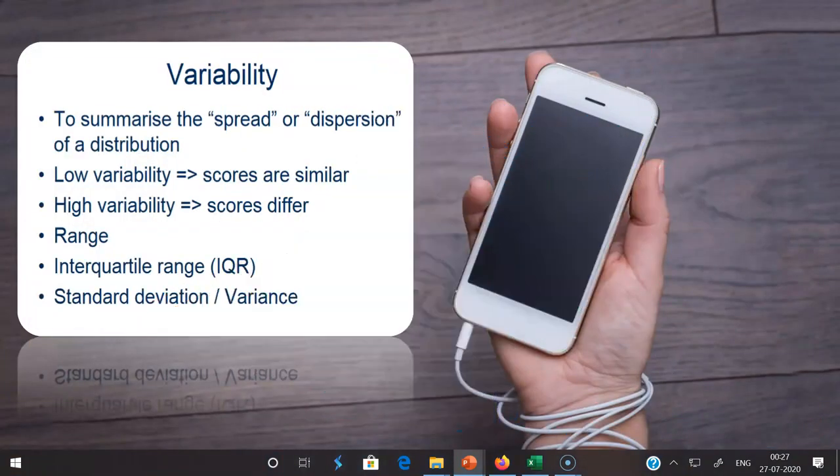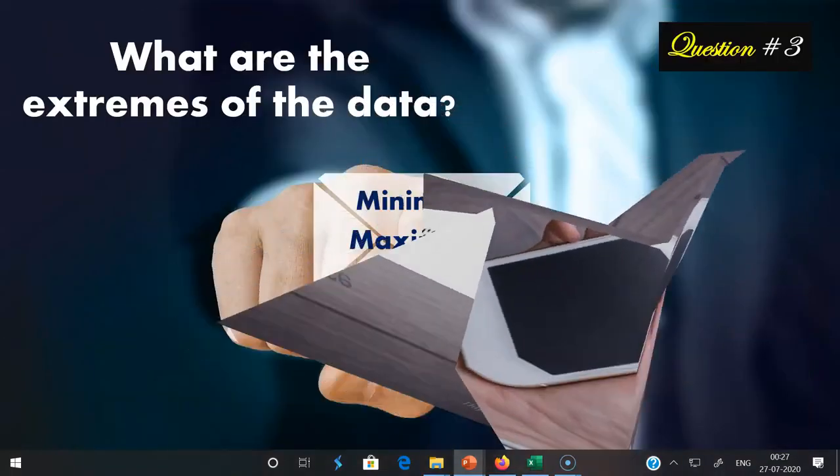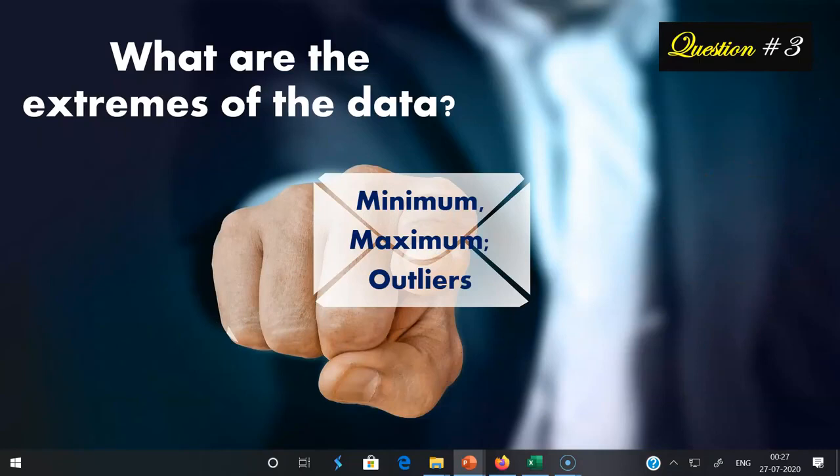Yes, so now we have discussed the two important questions. Now I move to the third question about descriptive statistics. The third question asks what the extremes of the data are. To find the extremes of the data, we have to find three things: minimum, maximum and outliers. Maximum score and minimum score are nothing but the highest score and the lowest score of the data.